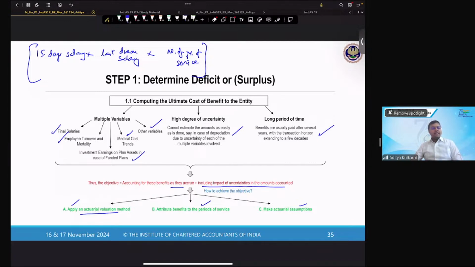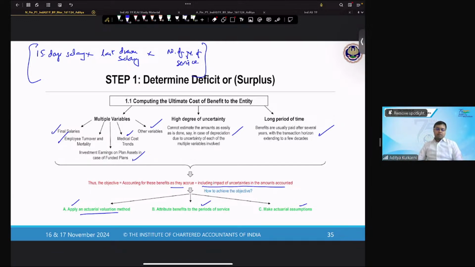Projected unit credit method. That is exactly what we have done in the question that we did. Only the name is big, but the output is what we just now saw. Attribute benefit to the periods of service. You did that: for each of the 6 years, 1 year, you have done the attribution of benefit to the periods of service.